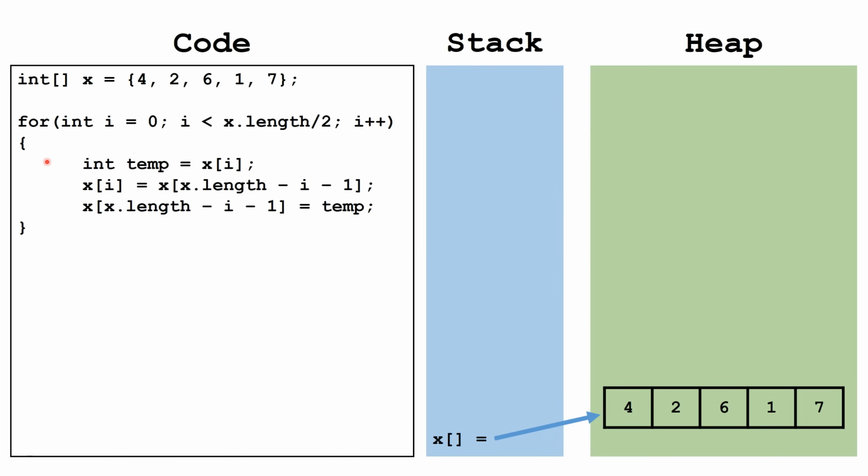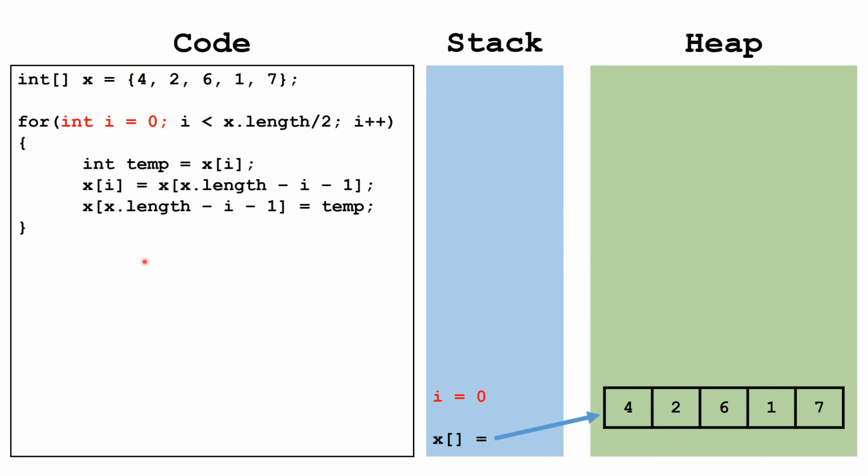Inside the loop, we start by declaring a temp variable and copying the value from x index I into it. Next, we copy the value from the index opposite x index I into x index I. And then finally, we copy the value from temp into the index opposite x index I. Let's trace out this code to see how it works.